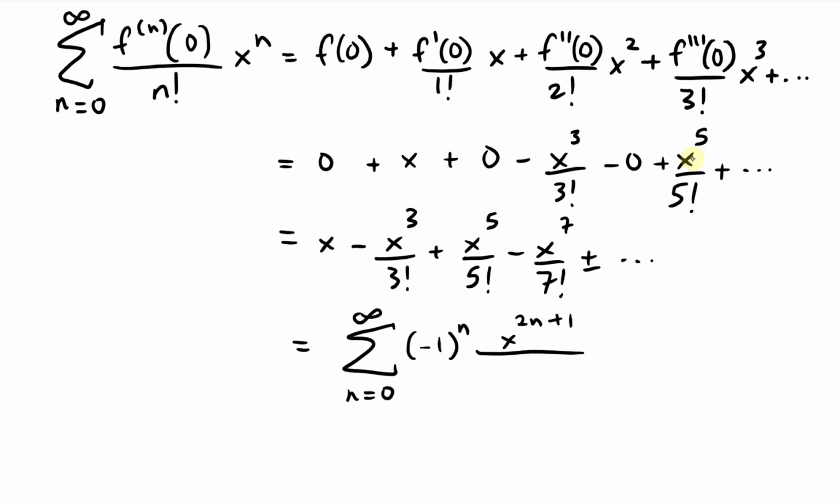Just like that. And then when n equals 2, we're going to have 2 times 2 is 4 plus 1. So we'll add an extra 1. This is all divided by 2n plus 1 factorial.